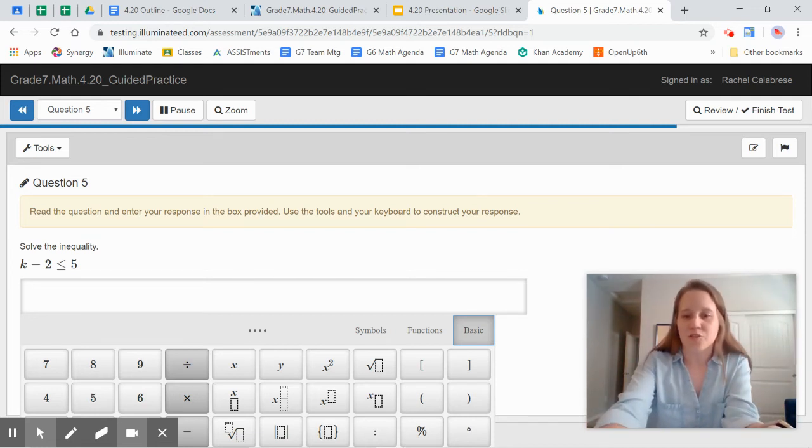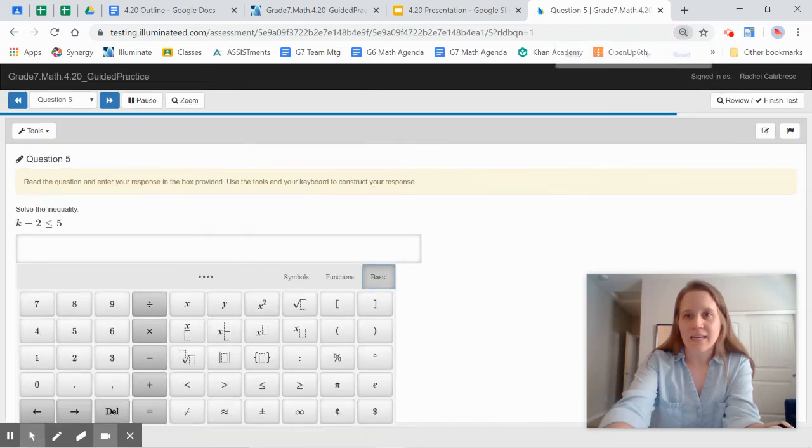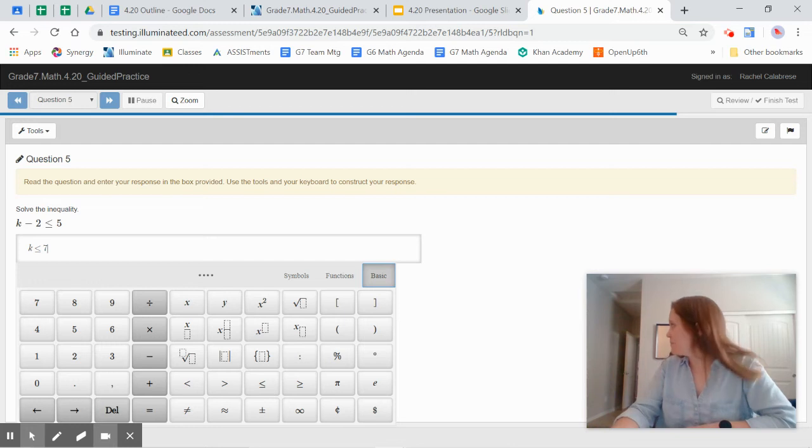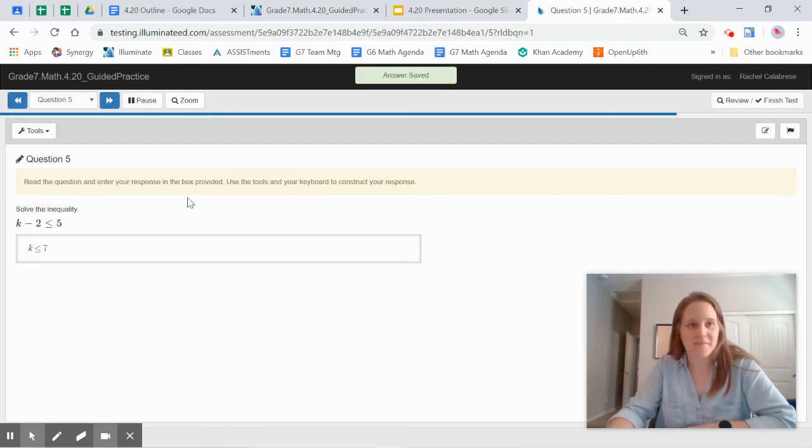You can do that by doing Control and then the minus key. Or if your browser has a little zoom function somewhere, you can do that too. But here's the symbol I need, right? So my answer was k is less than or equal to 7. Okay? All right, last question, I promise.